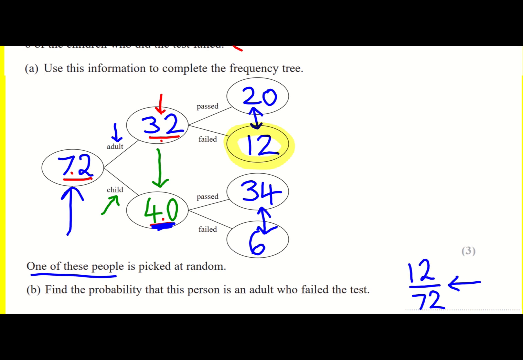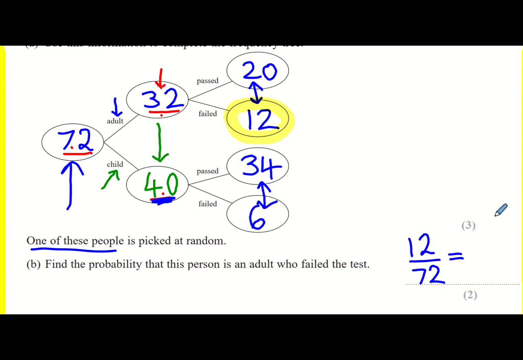It doesn't say that you need to simplify it, but you can. If you're not confident simplifying it, I wouldn't, just in case you make a mistake. But I will just do it for the purposes of this video. So if you are simplifying, you are dividing by the highest common factor, which in this case is 12, and you get 1/6. But that's not necessary, it doesn't tell you to simplify it. I'm just showing it you for the video.